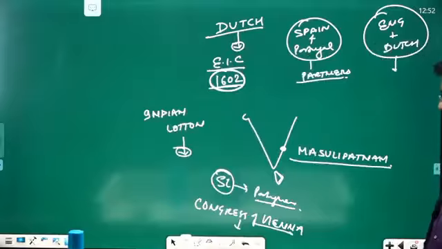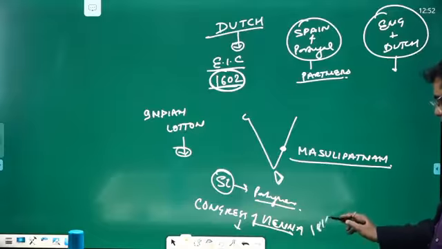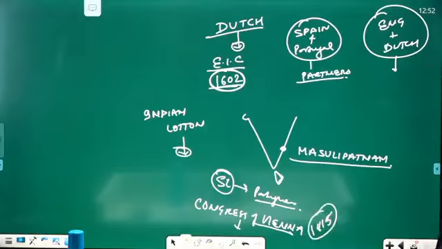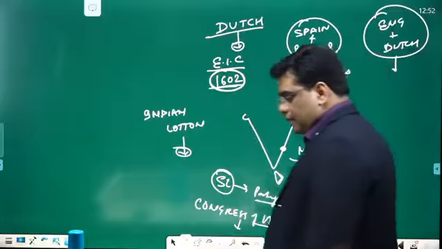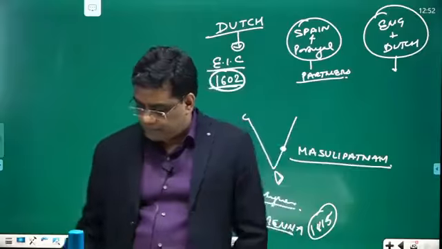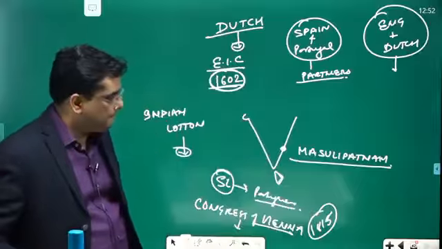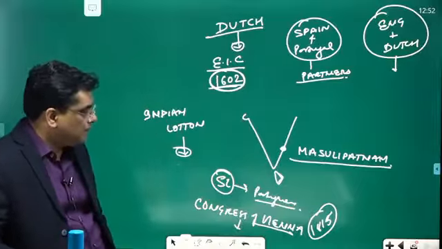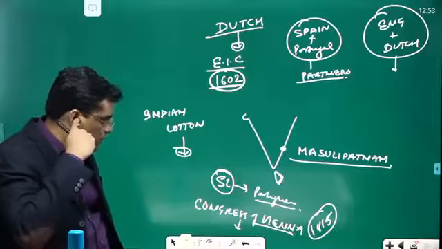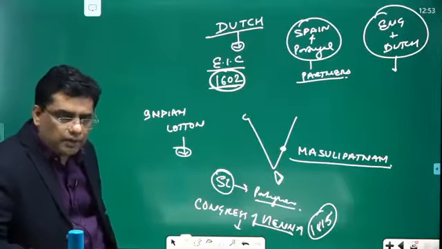So Dutch captured Portuguese settlement in Ceylon, but after Congress of Vienna 1815, all the Dutch settlement was given to France, and subsequently it was snatched by British. So Sri Lanka was first taken by Dutch from the Portuguese.